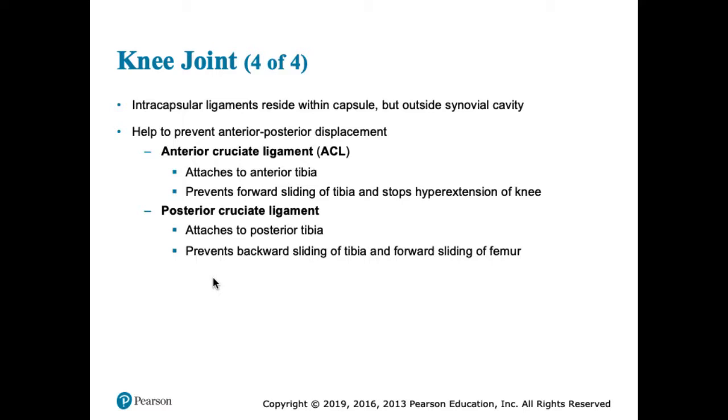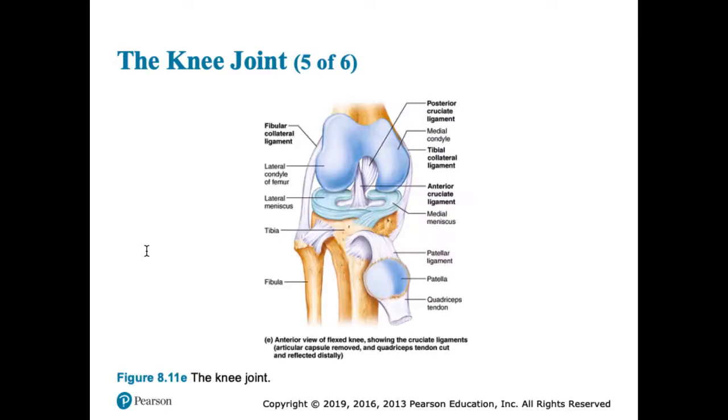To help prevent the anterior-posterior displacement, we have something called the anterior cruciate ligament, that's the ACL, that attaches to the anterior tibia, and it prevents forward sliding of the tibia and stops hyperflexion of the knee. And there's also the posterior cruciate ligament, the PCL, and it attaches to the posterior tibia and prevents backward sliding of the tibia and forward sliding of the femur.